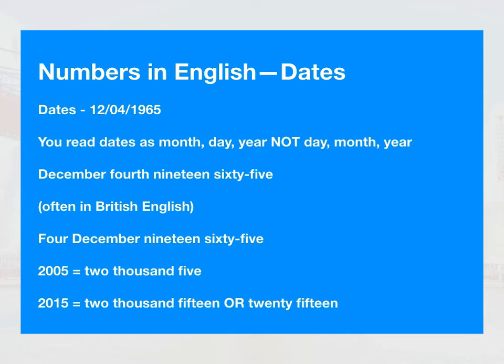You have 1965. Commonly how most dates are said is in pairs. So 1965. But be careful that from 2000 to 2010, you're going to say 2000, 2001, 2002, 2003, etc. And then at that point you can actually say either. So you have the example 2015 or twenty fifteen.